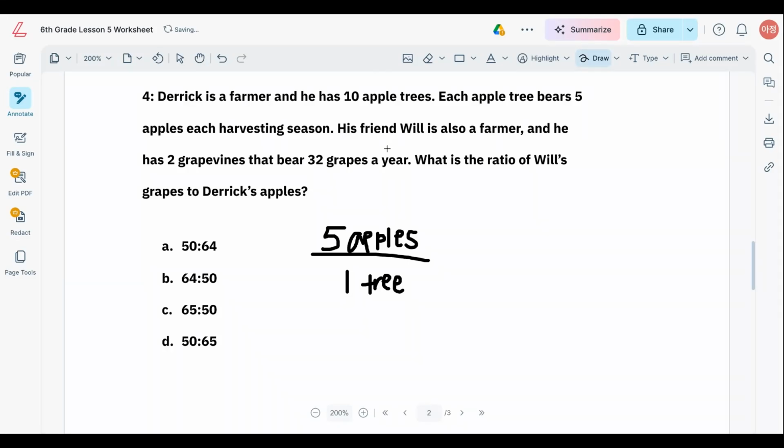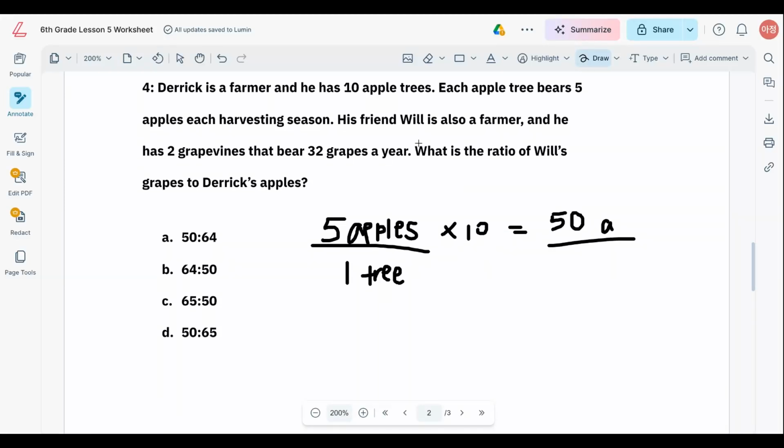But he has 10 trees, which means he would need to multiply by 10, and so he has 50 apples, right? Because he has 10 apple trees, and each of them bears 5 apples. So 5 times 10 is 50, so 50 apples. Let's just write A for apple.